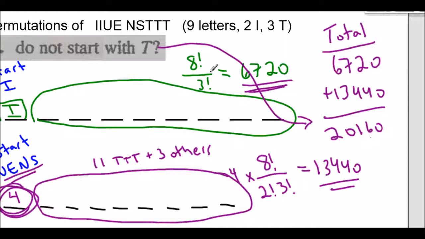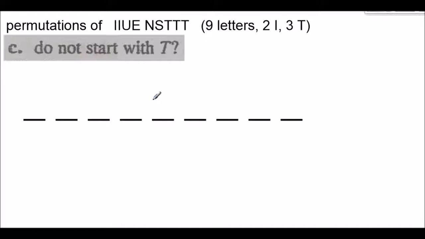20,160. So I hope that is understood as to why I needed those two cases, why I couldn't just count, because those two I's made it different depending on whether I started with one of the I's or didn't. Now there is entirely another way of doing this question, and it's worth looking at, and that is to use the complement method.